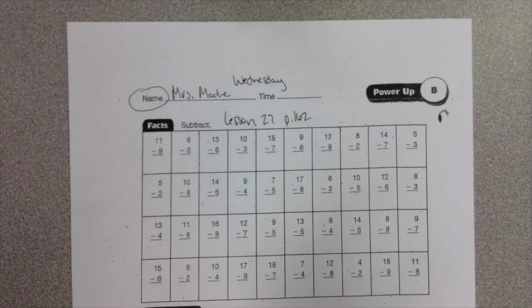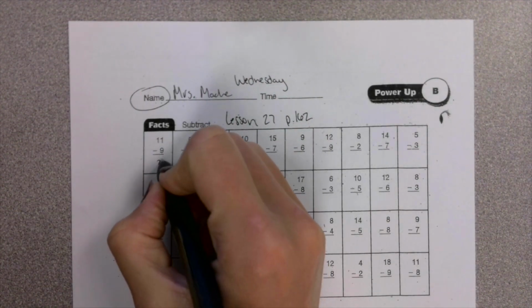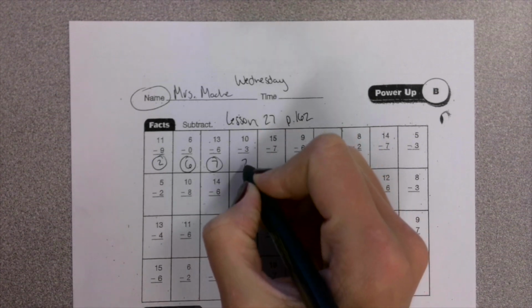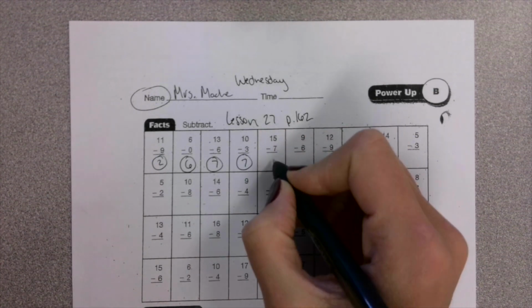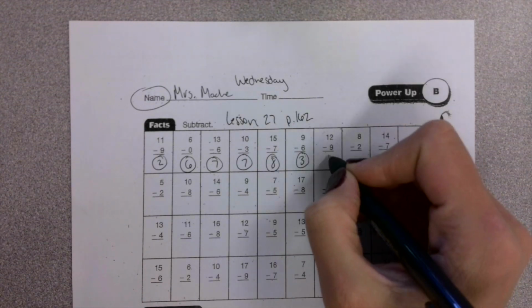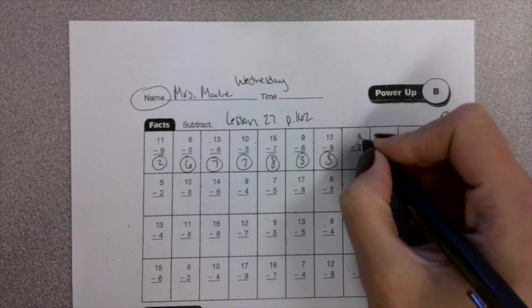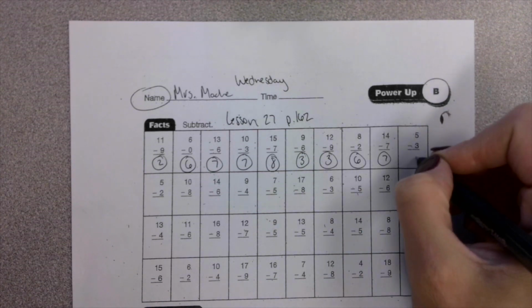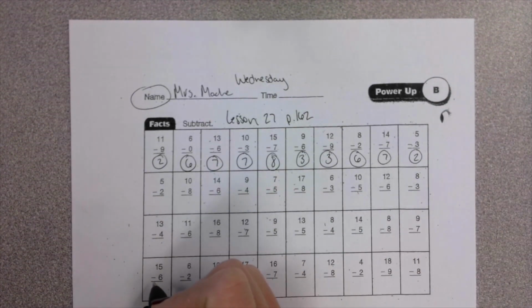And let's get going. 11 minus 9 is 2. 6 minus 0 is 6. 13 minus 6 is 7. 10 minus 3 is 7. 15 minus 7 is 8. 9 minus 6 is 3. 12 minus 9 is 3. 8 minus 2 is 6. 14 minus 7 is 7.